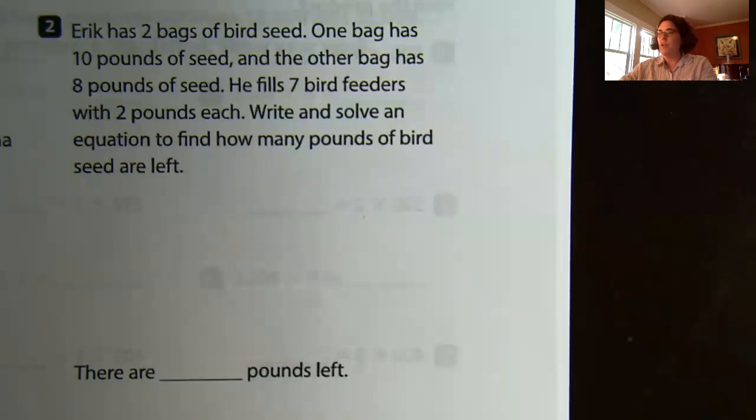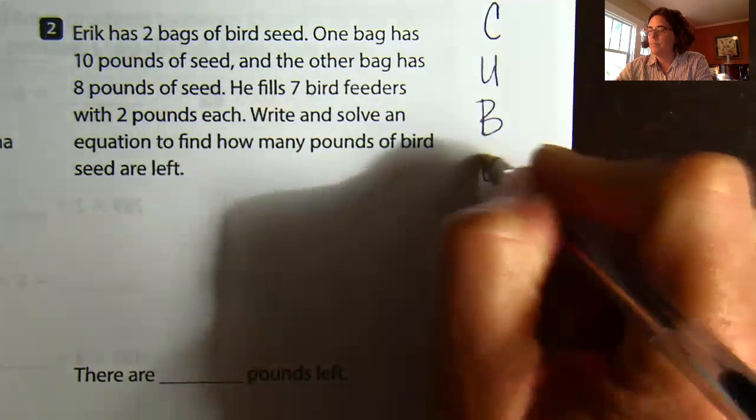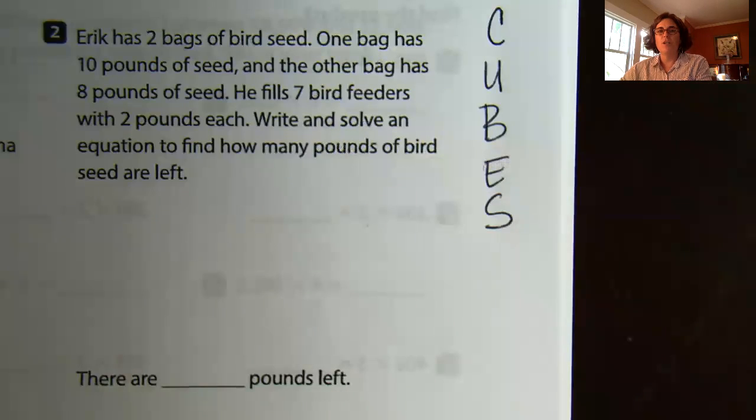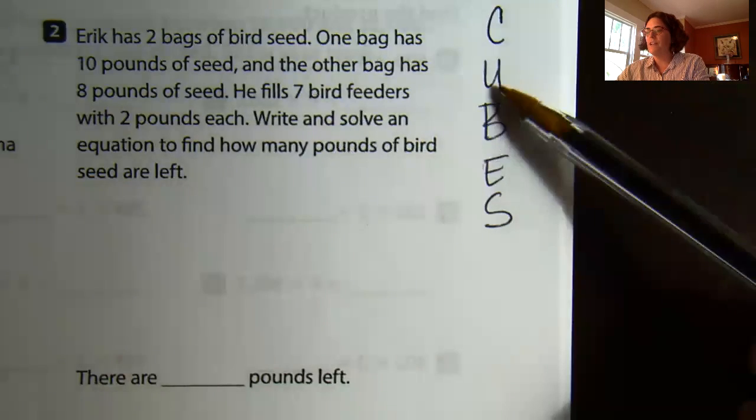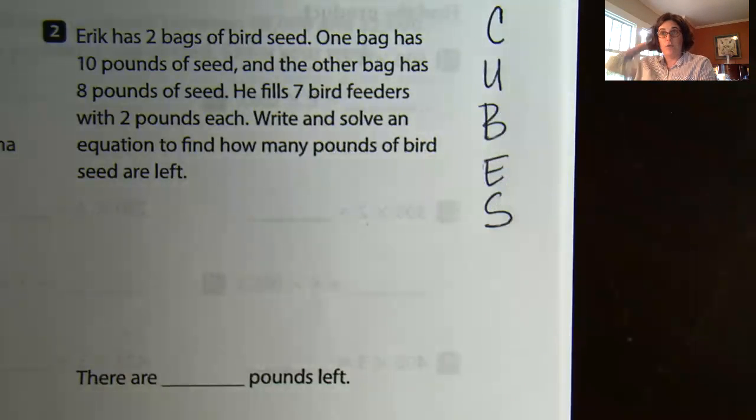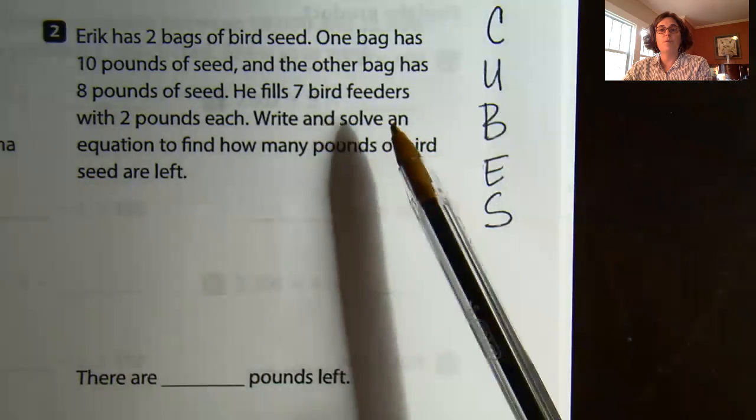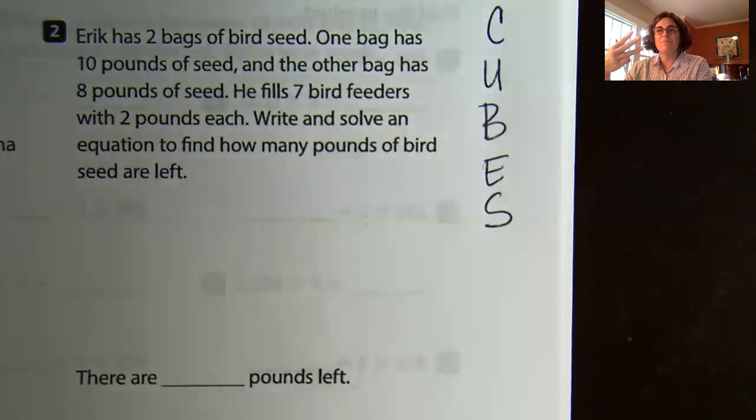So remember, while I'm getting my screen to share, that when we are doing word problems, we are going to use that strategy, cubes. So I'm going to go ahead and write that right down on this side, so I remember to circle, underline, box, and then solve. We're going to write an equation and then solve. All right, so let's go ahead and read it. Remember, we read our problems 3 times through.